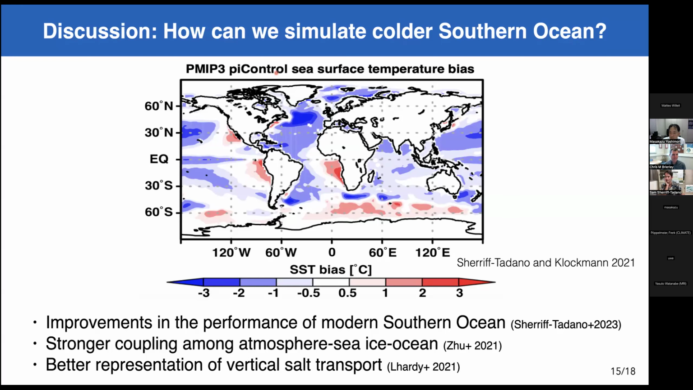Did I answer the question? Or maybe do you mean the Labrador or Baffin Bay area? We're not quite sure about the land sea mask around that region due to the uncertainties in the ice shelf extent or something like that. That can also be interesting. Yeah. Maybe.